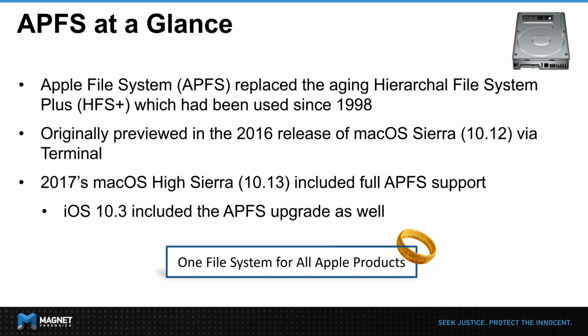And then iOS 10.3 had that APFS upgrade. So 10.3, you're talking March of 2017. You would think going from HFSX to APFS might be a big release for iOS, but they just included that as one of their dot releases. So just keep that in mind, one file system for all Apple products at this point. Something just to be aware of when you're working with these different devices. We're going to talk about iOS versus Mac in a little bit as well.